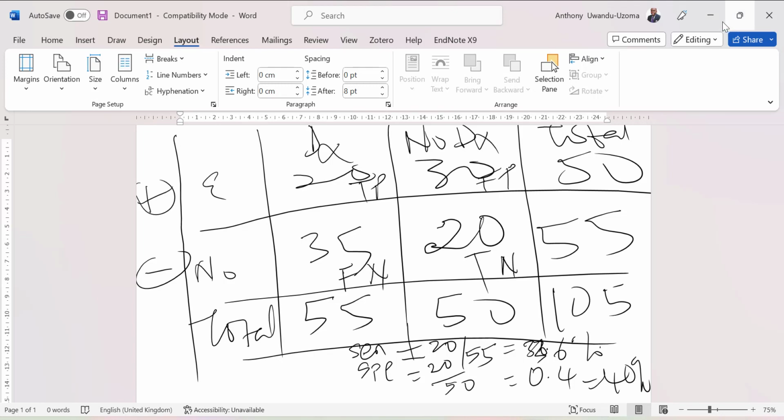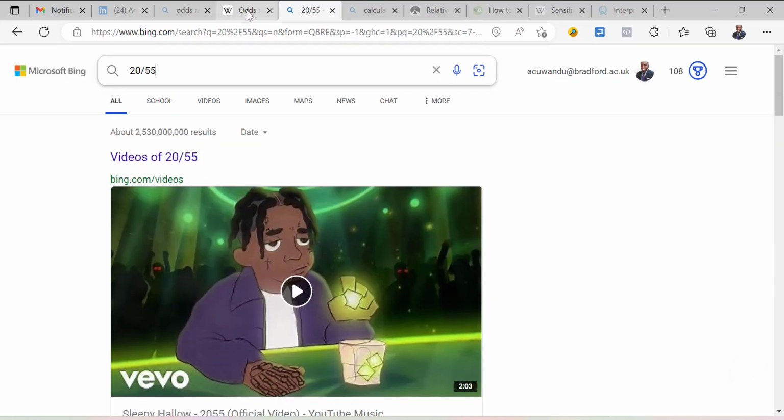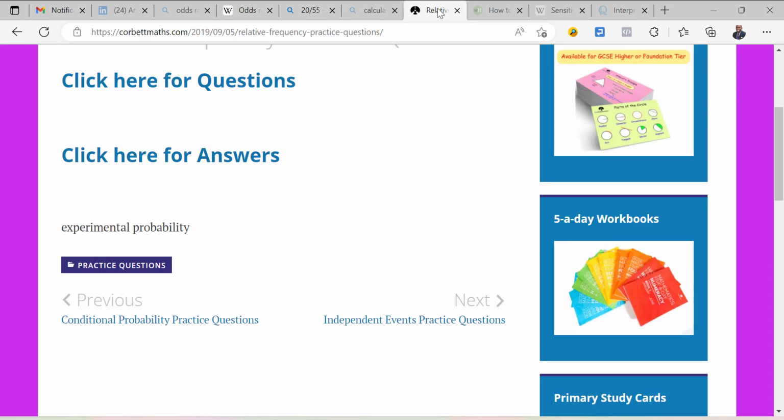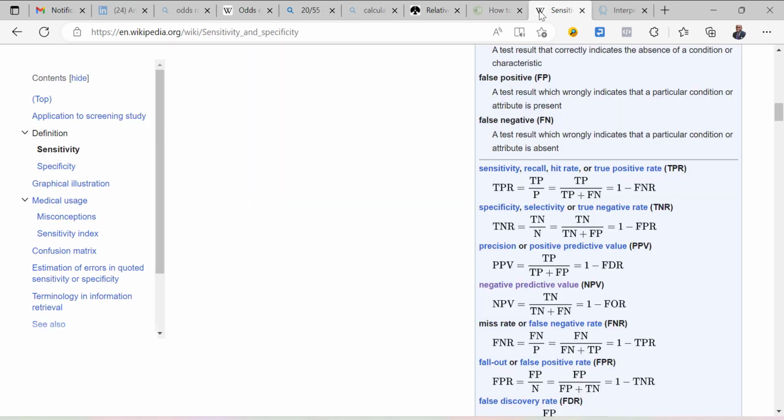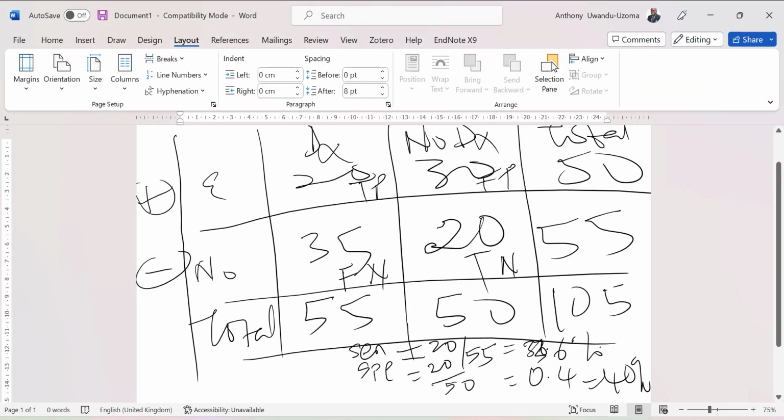Now let us confirm our calculation. We go straight to Wikipedia. Sensitivity, also called recall, hit rate or true positive rate, is the true positive over the total number of positives. The total number of positives is true positive plus false negative. Let's look at how we did it without cramming those formulas. This is the true positive, which is 20, divided by the total number of positives, which is 55, right?